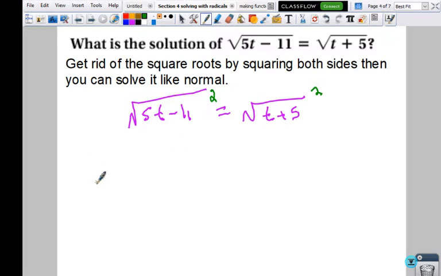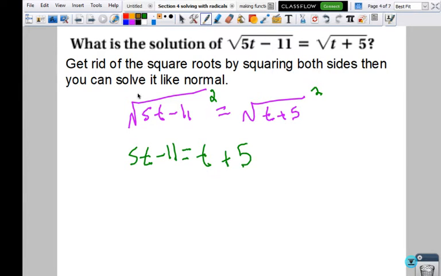Like if I minus 4 on the left, I get a minus 4 on the right, same thing. And when I square it, what happens with the square and the square root on the left? They're gone, and I get 5t minus 11. And the same thing happens on the right: the square root and the square cancel out, and I get t plus 5. So even though I had 2 square roots, these are almost easier than the other ones because they just go away. Then we go through and combine like terms.